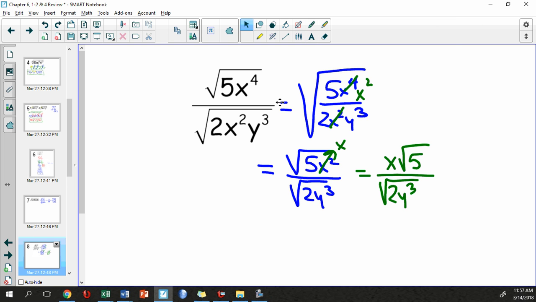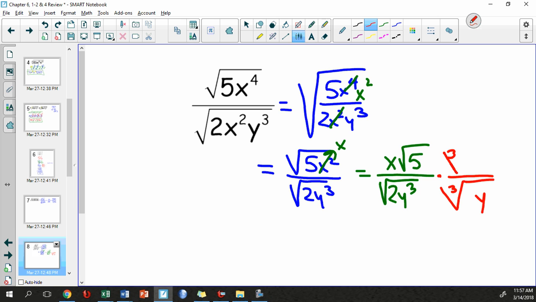And now I want to know how many more y's do I need to run into a number divisible by my root? I only need one more because that'll give me a grand total of 4 y's in my denominator. So I need to have another y. But how many 2's do I need to have? I have 1 2, and how many more do I need? I need 1 more as well. So I'm going to be multiplying by 2y, the cube root of that. And that'll give me an even number.